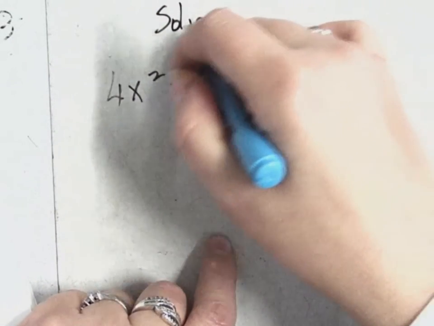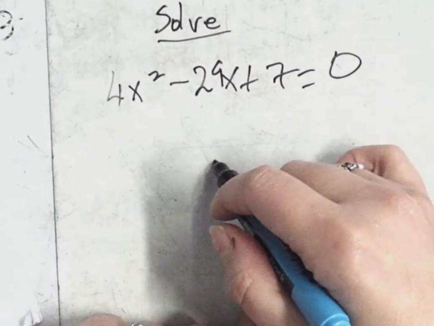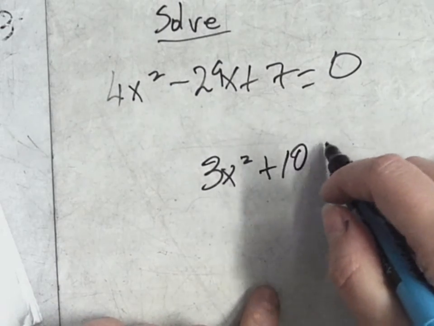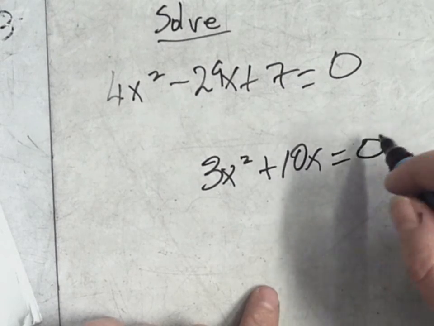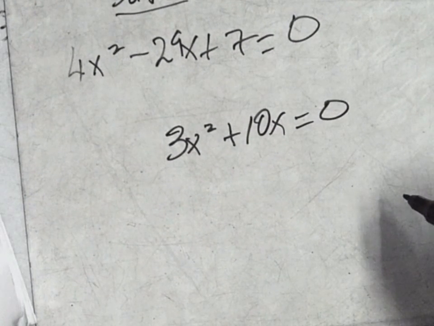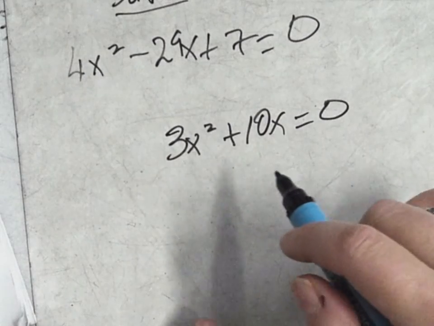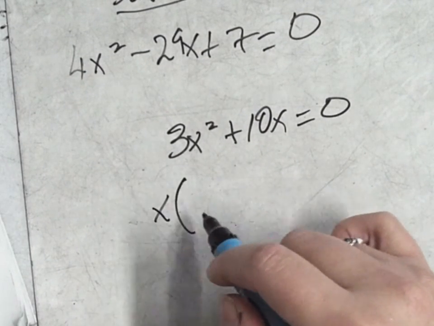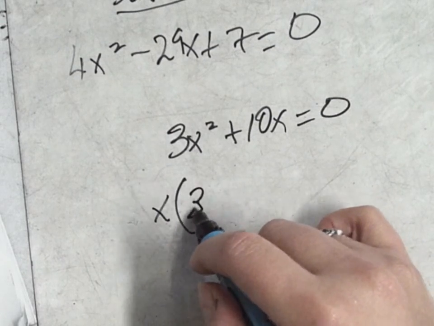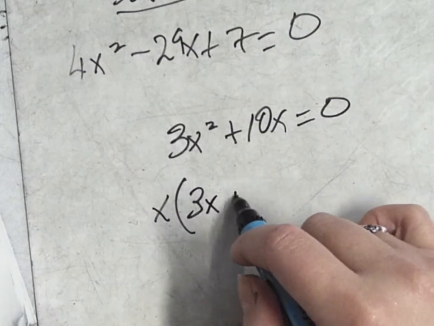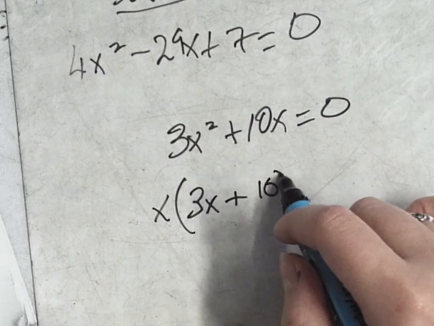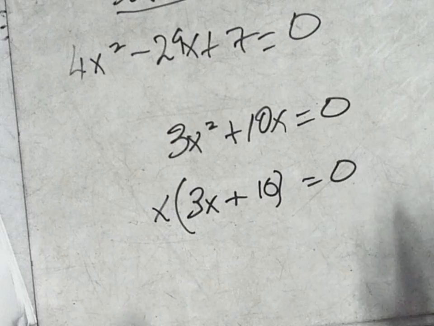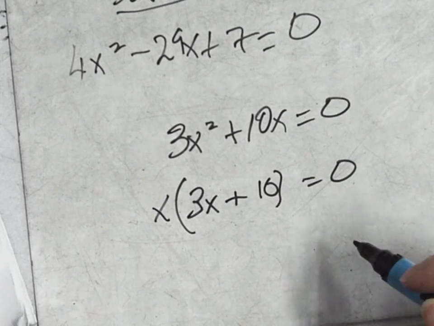And then for the ones like type 2, something like 3x squared plus 10x equals 0, you take out what's common. It's type 2. So what's common? x. What's left? 3x plus 10. Okay, so if I said factorize, I'm done, but it says solve.